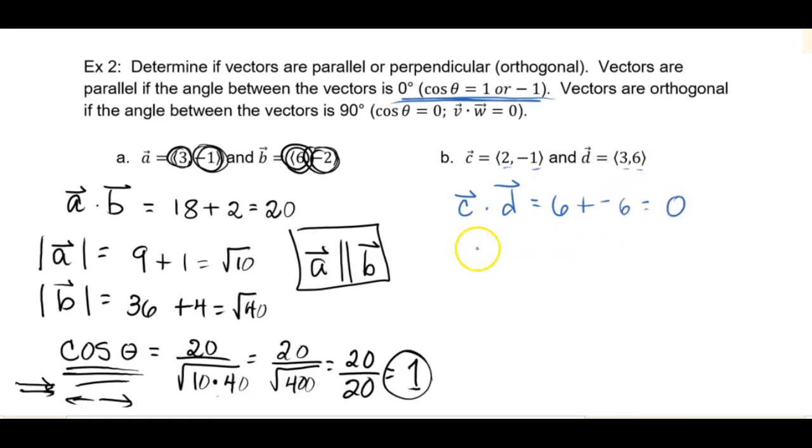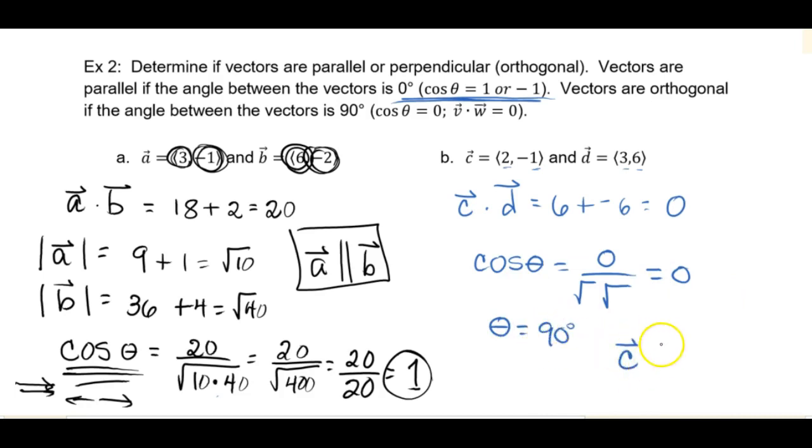So I can stop right there, because if I have cosine of theta is equal to my dot product over my magnitudes, it doesn't matter what my magnitudes are, this is still equal to 0. So cosine of an angle that's equal to 0, that means theta must equal 90 degrees, which means that vector C is perpendicular to vector D.